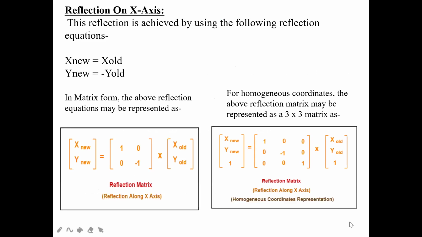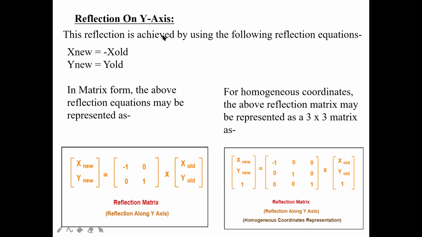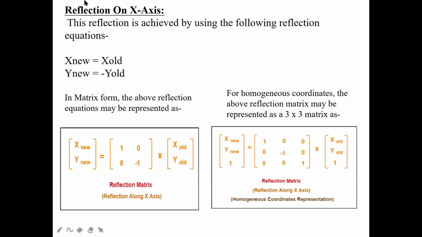Now let's see. Here we have to find out the reflection in two axes. One will be on your x-axis and another one you are going to find out on your y-axis. Okay, so let's see now what will happen on your x-axis. In this reflection, how are you going to achieve it? Here the x new value will be equal to your x old value, but the y new value will be the negative of your y old value. Okay, so this is the formula you are going to remember.